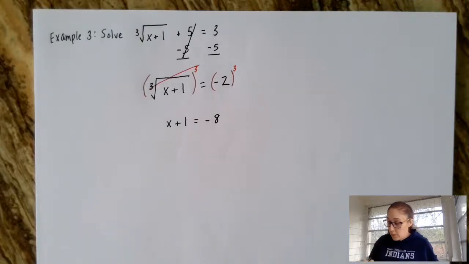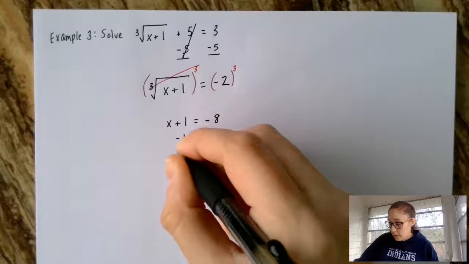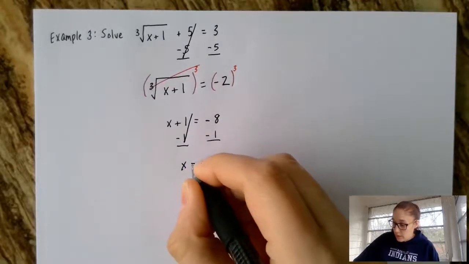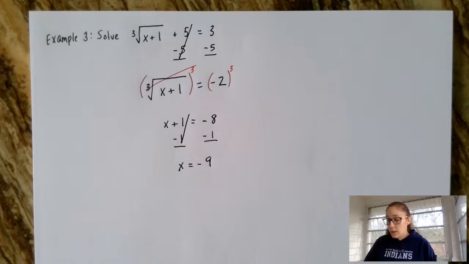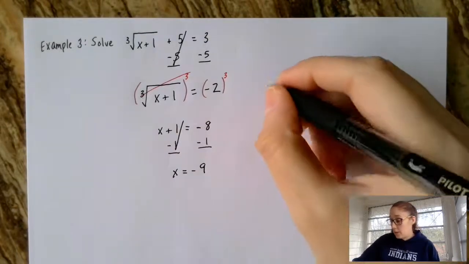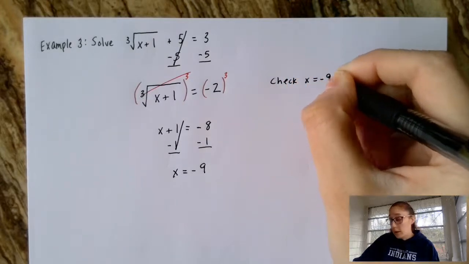Alright, and now we're going to just continue solving. We're going to subtract both sides. So we get x equals negative 9. Okay. Now let's go ahead and check it. We can't circle that as our final answer until we check. So we're going to check x equals negative 9.